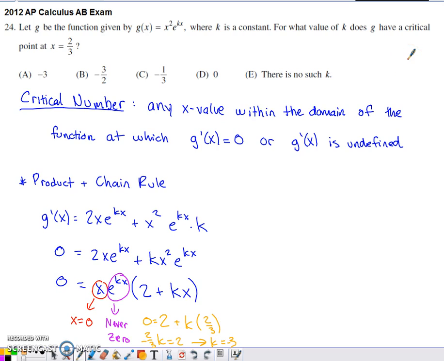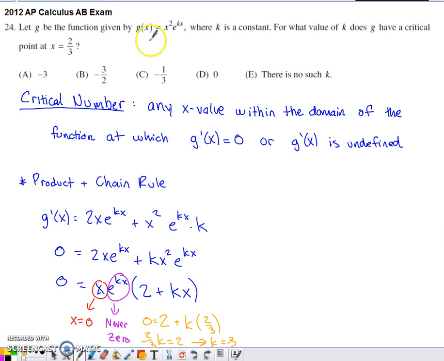So a critical point or a critical number is any value that's going to be within the domain of the function that makes the derivative equal to 0 or makes the derivative undefined. This function is pretty nice the way that it's composed here. It's just a product of two pieces that are always going to be defined. The function is continuous. The derivative is likely also to be continuous. Not guaranteed, but that is extremely likely.